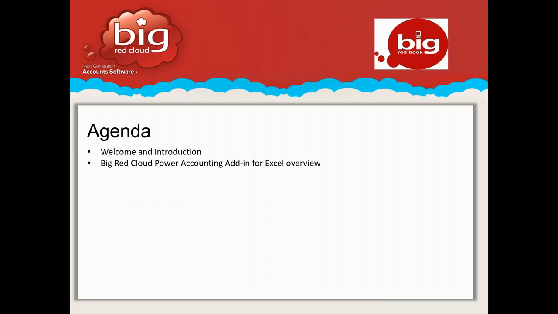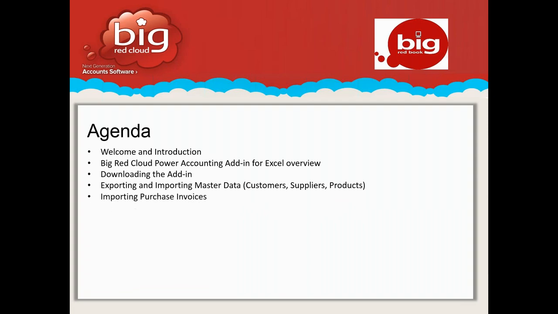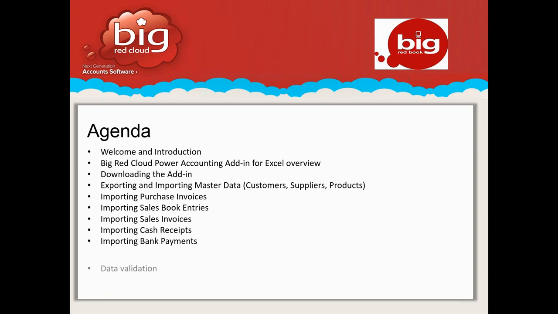It is, what it's for, what's using it. We're going to look at how to download the add-in, how to export and import master data, customer, product, suppliers. And then there's a number of other objects that the Power Accounting add-in can deal with. So we're looking at purchase invoices, sales book entry, sales invoices, cash receipts. We're going to look at bank payments, talk about that, data validation, and error handling and messages.